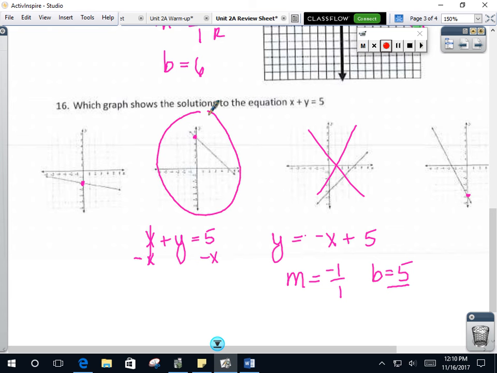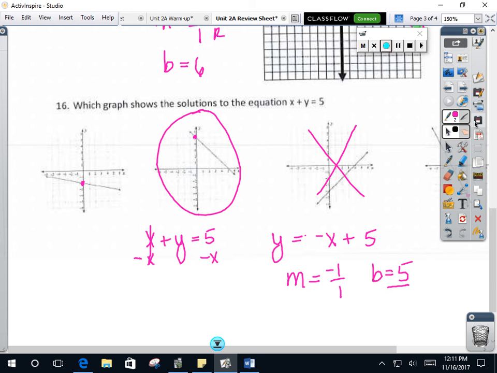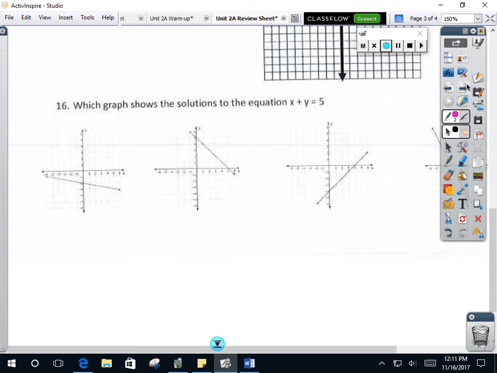So do you see how even though I can't read the graph very well, by knowing that the line goes down and by knowing that it crosses through at +5, you can figure out which one it is? So don't freak out tomorrow if you can't read the graph. You can still figure out the answer, I promise. Okay, number 17.